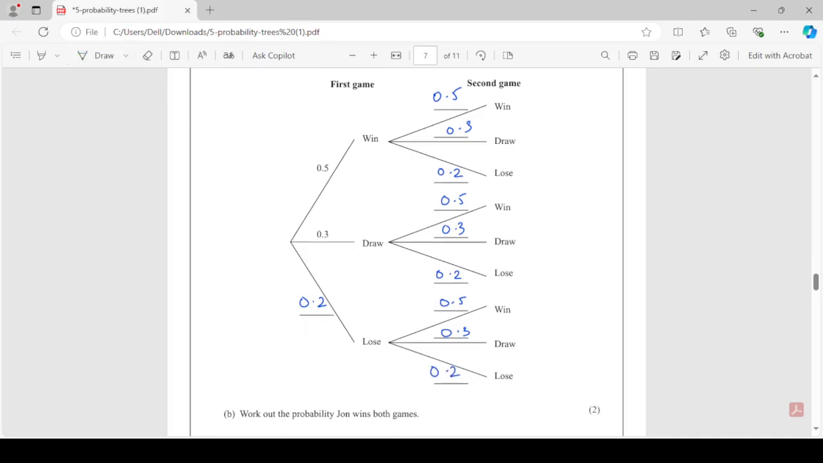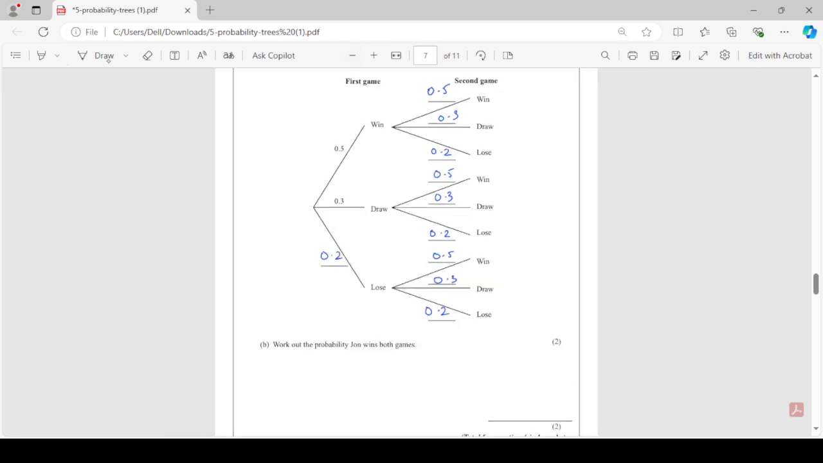Part B. Work out the probability John wins both games. So win and win.